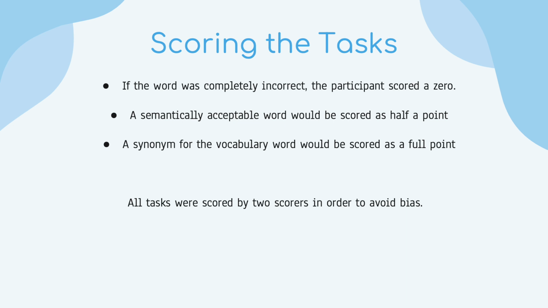Okay, so with scoring the tasks, the way Zhao decided whether or not a word was utilized correctly or not was there were 3 potential options. If a word was completely incorrect, the participant scored a 0. If the word did not make any sense, or it was used incorrectly, or it was not defined correctly, it was a 0. A semantically acceptable word, meaning that the word fit but maybe wasn't grammatically correct, would be scored as half a point. Or a synonym for the vocabulary word or the exact definition utilized perfectly would be scored as a full point. And all tasks were scored by 2 scorers in order to avoid bias, in order to avoid confusion, in order to make sure that there was legitimacy for all scorers.